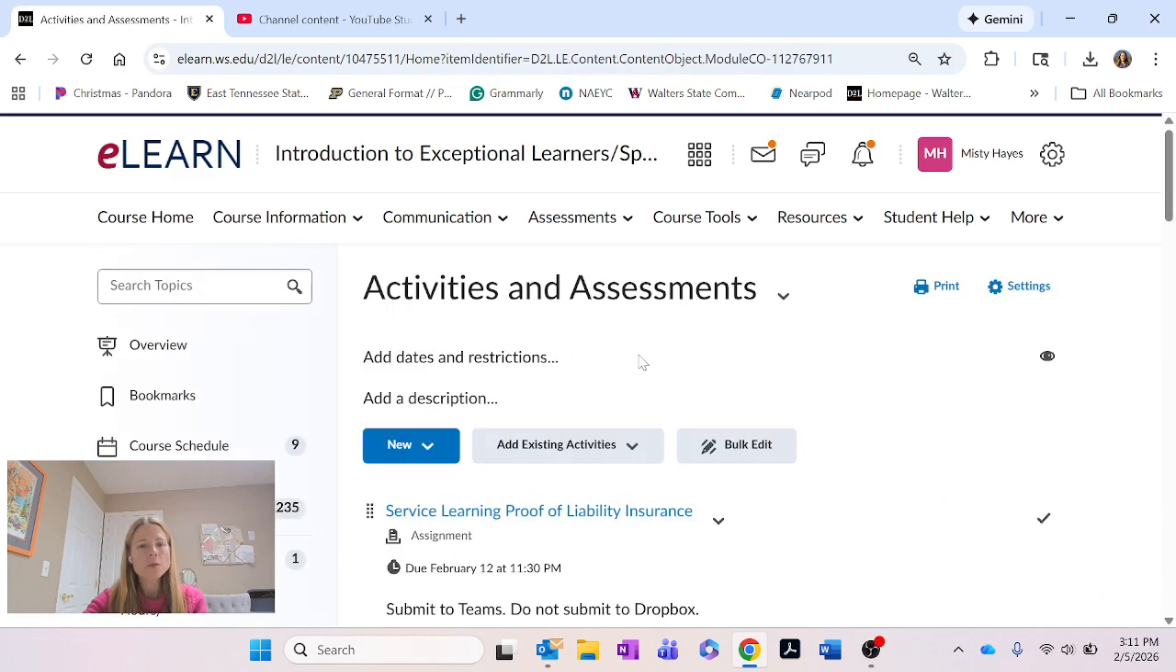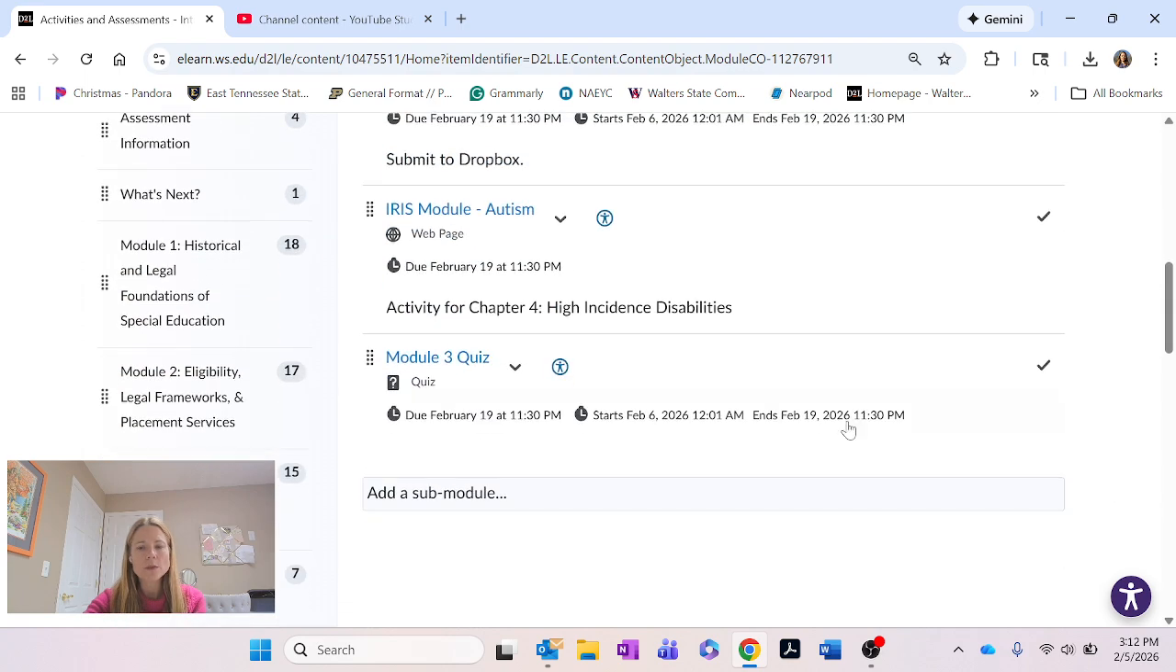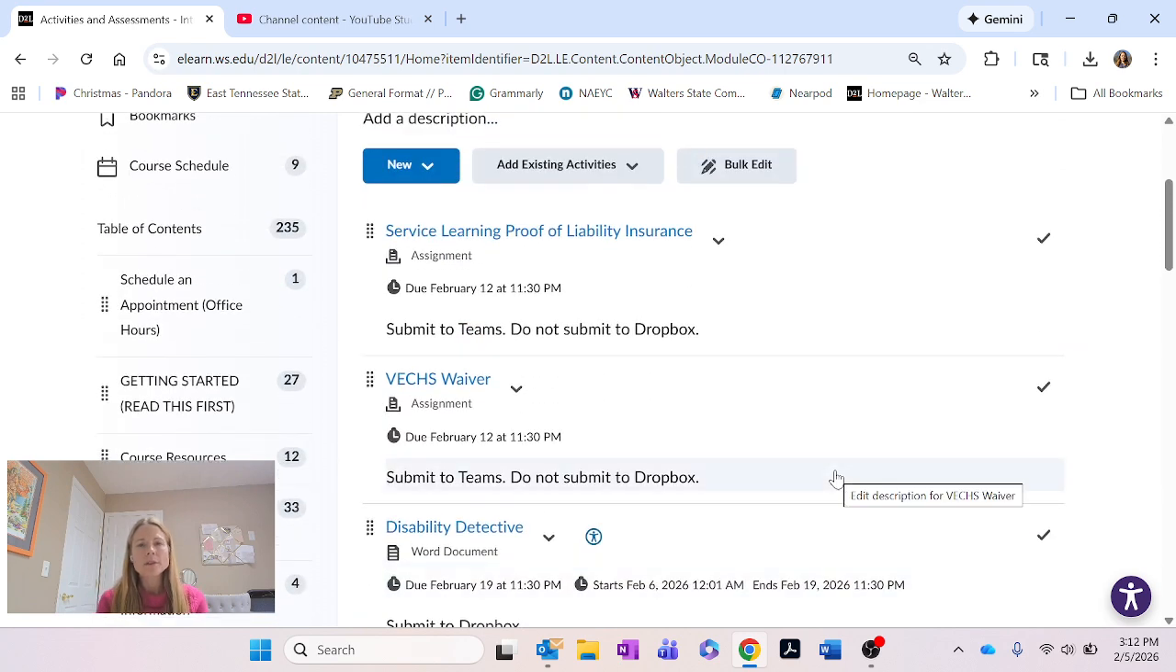So that's pretty much what you have to do. Again, remember, it's not due until February 19th, and the quiz does not close until then. If you do have questions about your liability insurance or your background check, please be sure to reach out. I will be more than glad to help you with that.